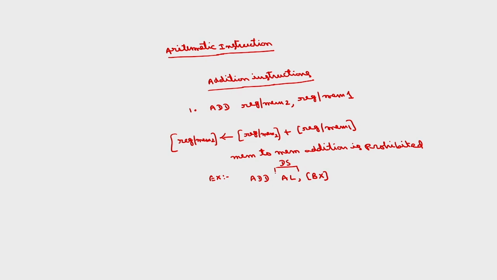By default the physical address can be computed by using DS. If this is the same as the previous example, 52000, and if you have CDH here, say, and AL contains say 15H, after the execution of this instruction, what will be the contents of AL? AL will be the sum of this CD and 15, because the physical address using DS and BX will be 52000. So CD plus 15.